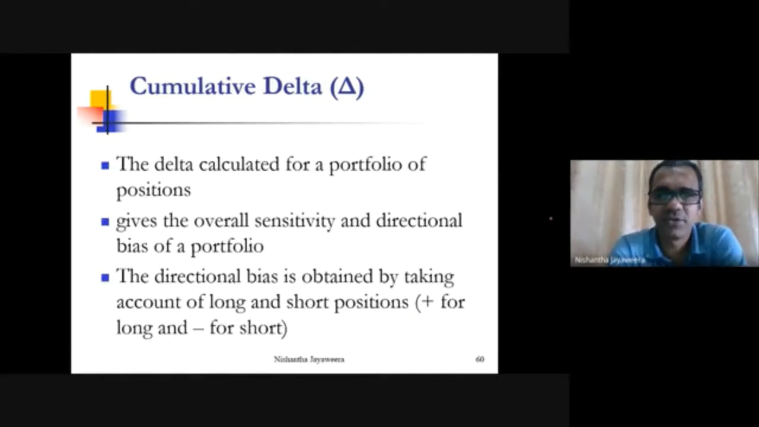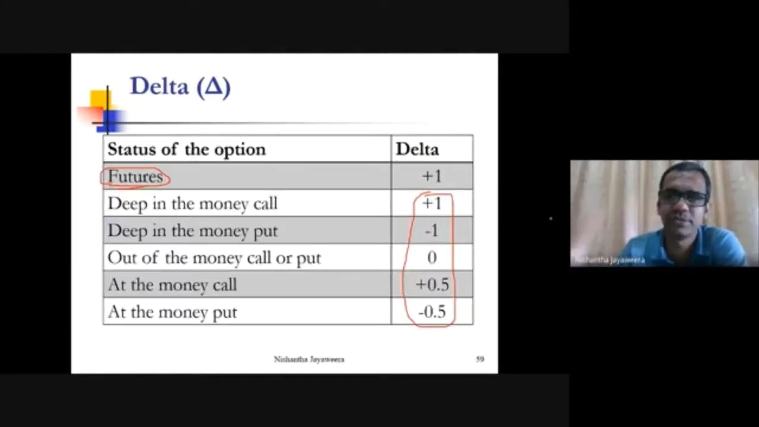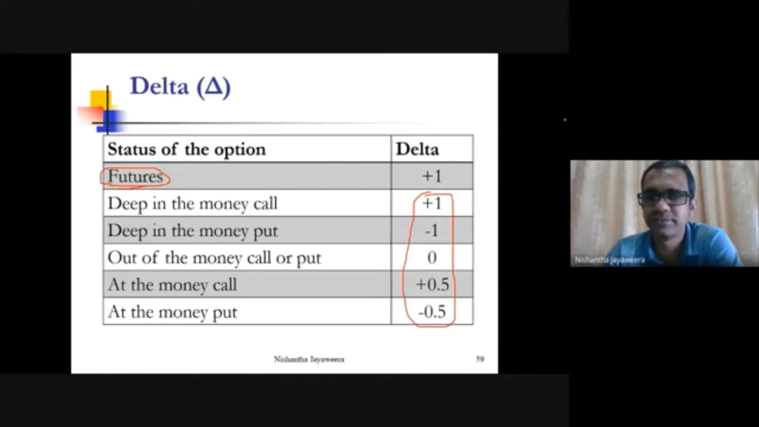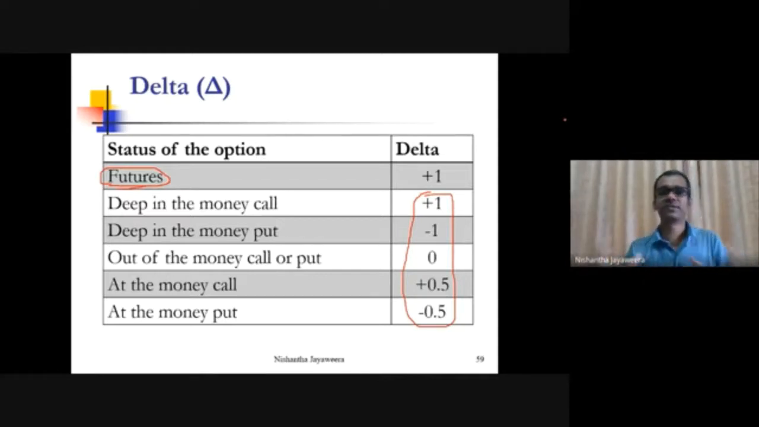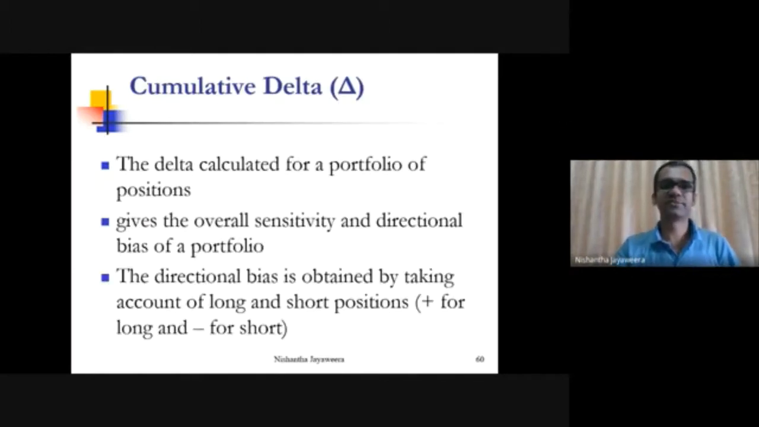Then there's another measure called cumulative delta. That is the delta for a portfolio. Here we discussed individual options, but in your portfolio there may be different options: call options at different strikes, put options at different strikes, and things like that. How do we calculate the delta of the total portfolio? Like we discussed duration of the total portfolio. So it will give the overall sensitivity of your portfolio and the directional bias.